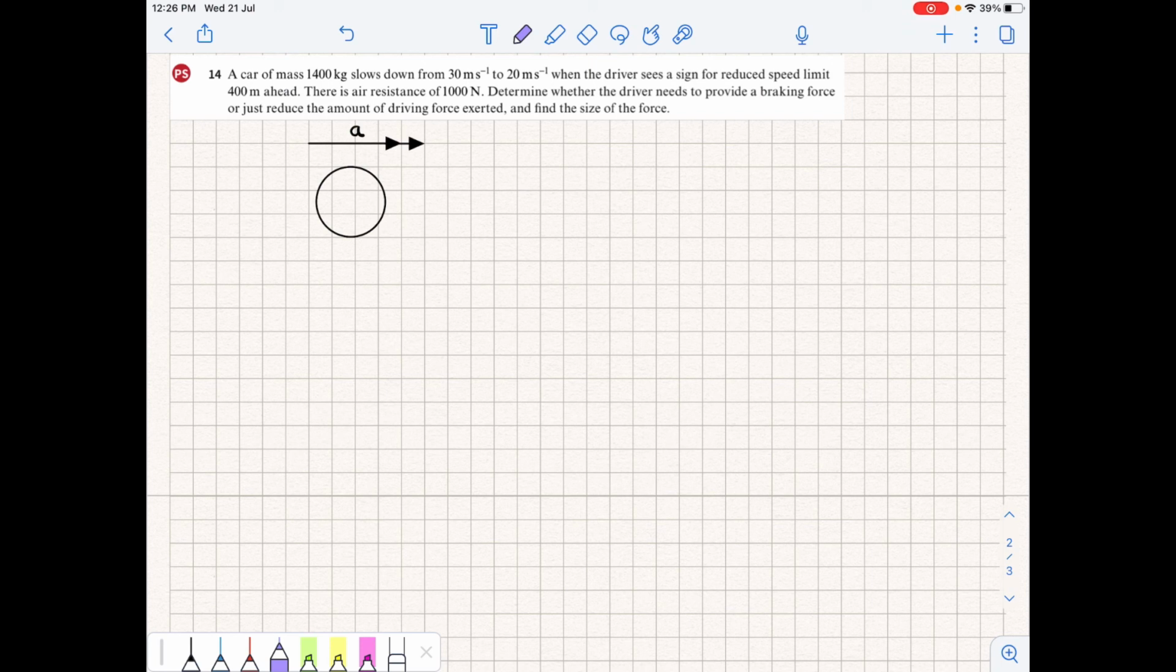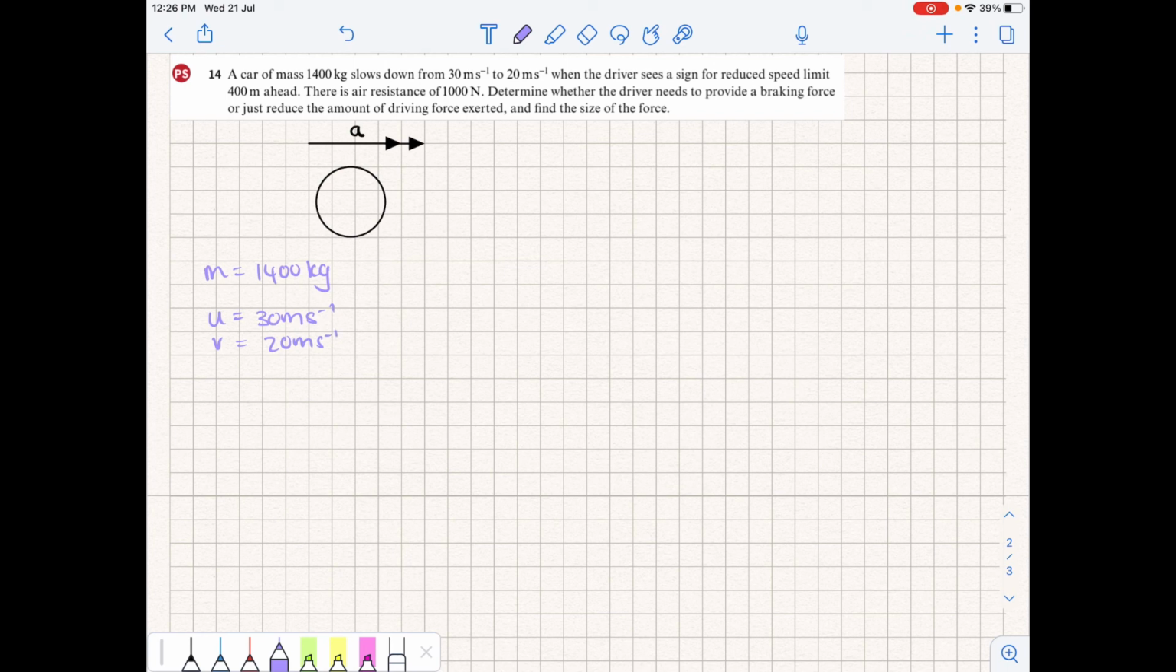Okay. So we have a car with a mass of 1,400 kilograms. So I'm going to write that down. Mass is 1,400 kilograms. Okay. The car slows down from 30 meters per second to 20 meters per second. So I have an initial velocity of 30 meters per second. And I have a final velocity of 20 meters per second.